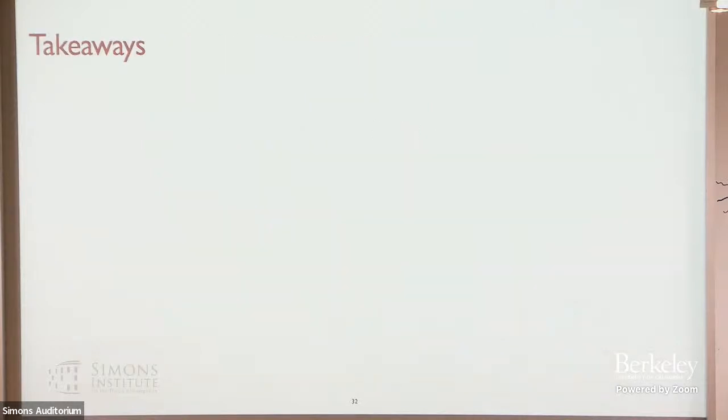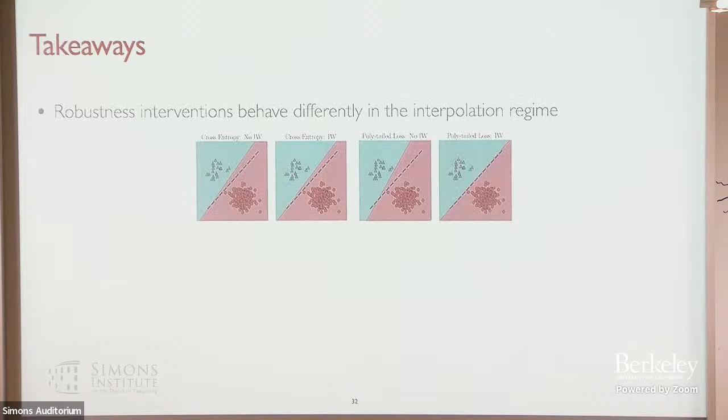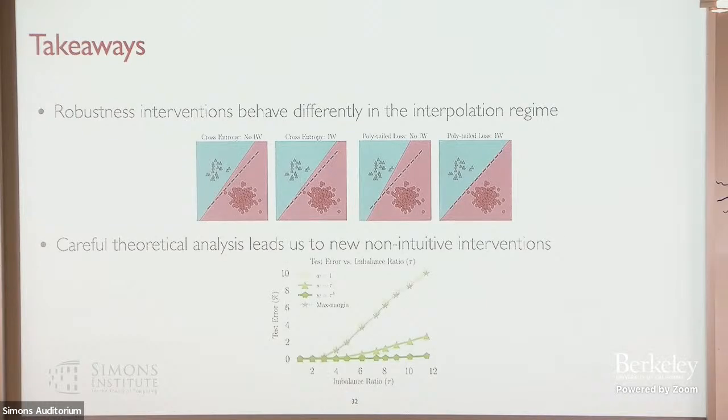So with this, I'd like to finish the first part and just highlight the takeaways. One is robustness interventions behave quite differently in the interpolation regime. So importance weighting doesn't help for the cross entropy loss once you start interpolating the data, but it does help if you use the polynomially-tailed loss, and studying this theoretically and figuring out the right implicit bias is useful. Finally, careful theoretical analysis, even with toy models, often can lead to non-intuitive algorithmic ideas. And at least in this case, we found that it was useful and translated over to neural network experiments as well.